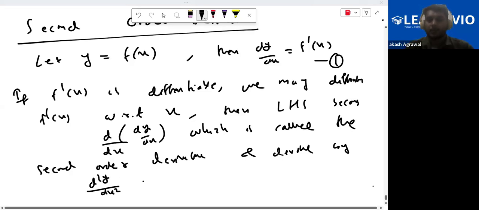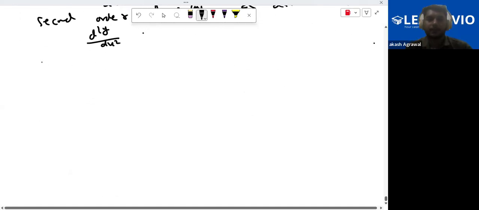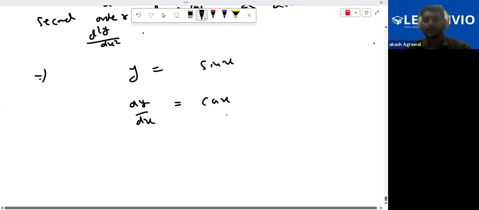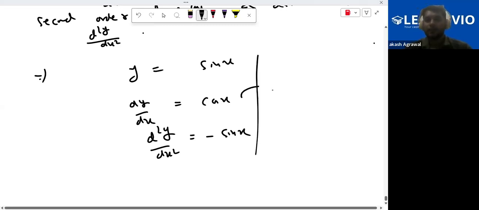Okay. So what is d2y by dx square if there was a function y is equal to sin x? We differentiate it, we get dy by dx, which becomes cos x. If you differentiate this again, you get d2y by dx square. It's differentiation of a differentiation, and the answer is minus sin x. But if you square dy by dx, you get dy by dx whole square, which is cos square x.